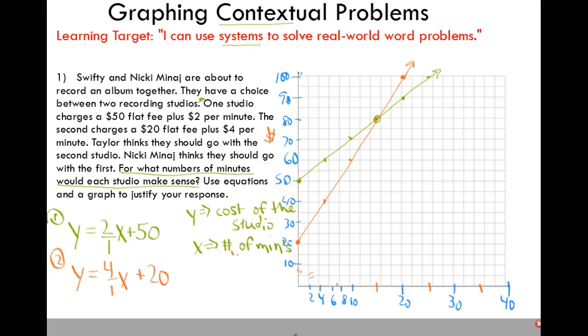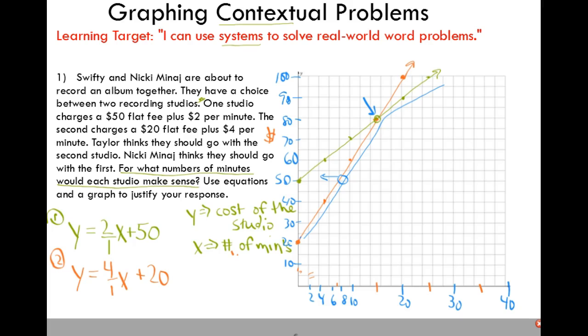So let's get back to the question. It says, for what numbers of minutes would each studio make sense? Well, remember, wherever we are on the line, this is the cost. So if I took 9 minutes for some reason, well, somewhere in there, 8 or 9 minutes, I look to the left to see how much it would cost. So this is the lowest line that's going to be your best bet. So for part of it, it's the orange line that costs less. For part of it, it's the green line that costs less, and it depends on how many minutes you're going to be there.